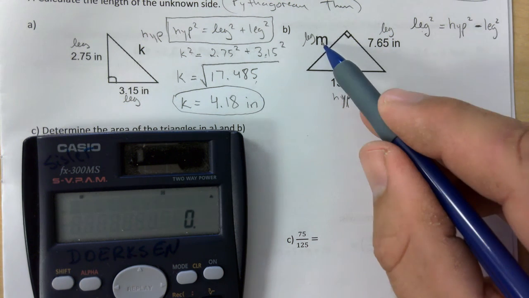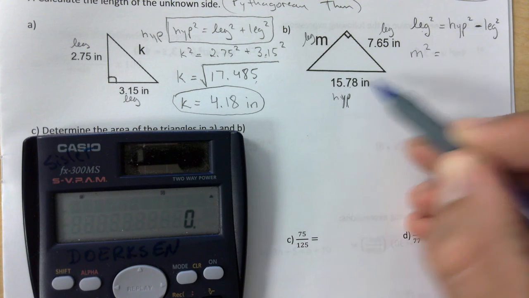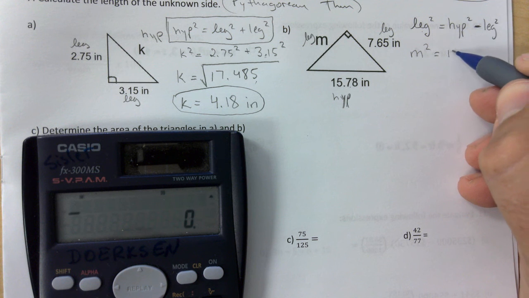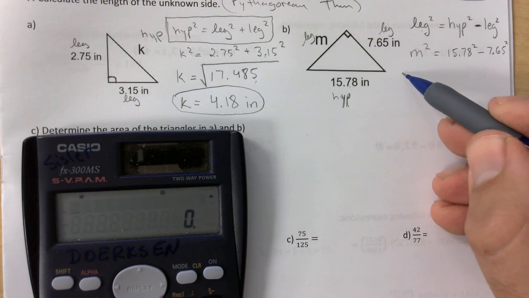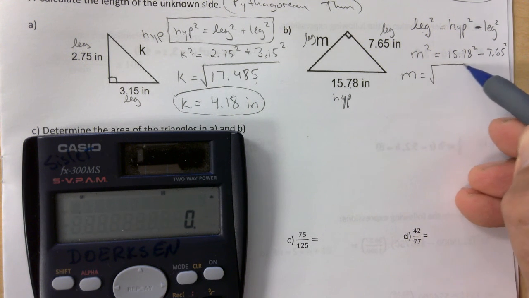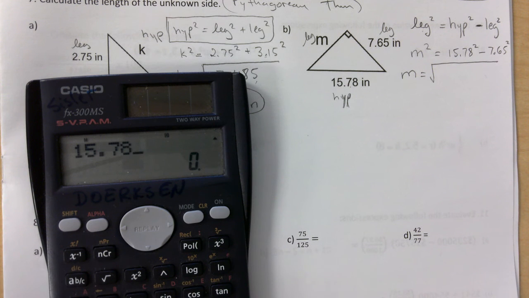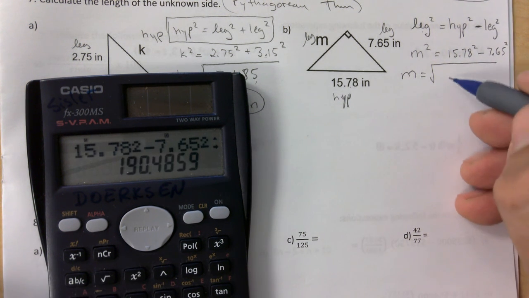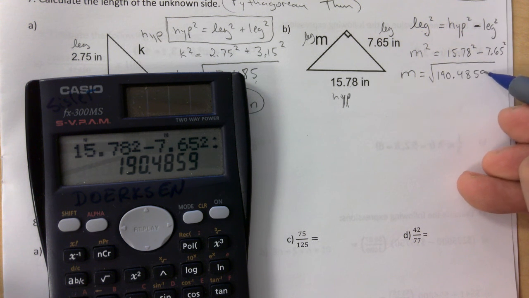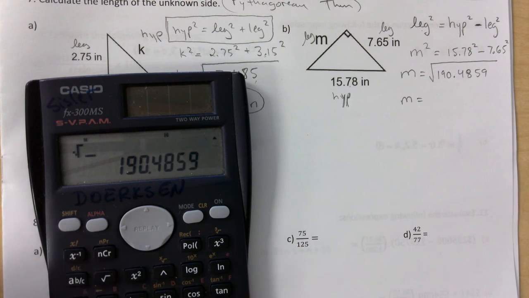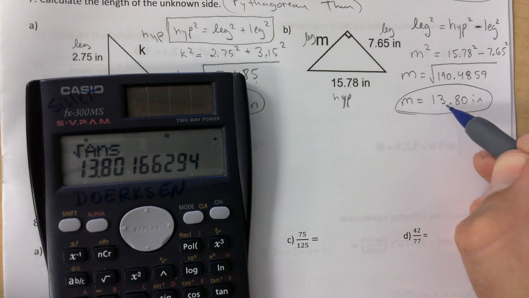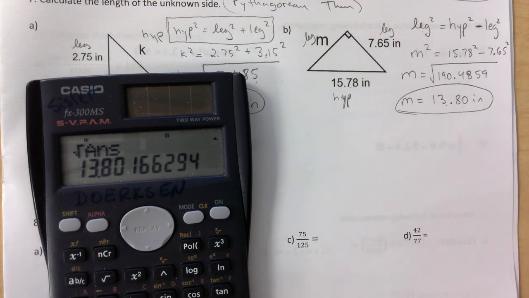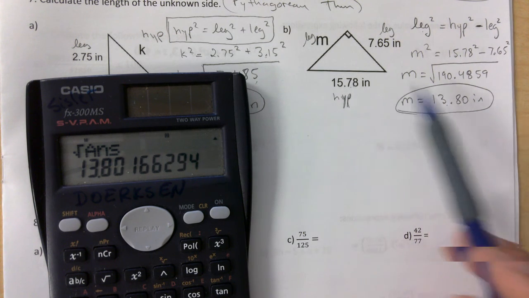So which one is this going to be, Mr. Dirksen? It's going to be the one you're missing, right? So m squared is equal to the hypotenuse, which is 15.78 squared, minus 7.65 squared. And then m is equal to the square root of whatever I get when I enter that. So it's 15.78 squared minus 7.65 squared. Oh, and I'm not squaring the answer yet. And that is 190.4859. Take the square root of that. You get 13.80 inches. Hold it, quick check. This should not be larger than my hypotenuse, correct? Because the hypotenuse is always the longest side. So I'm good, right? I'm good.